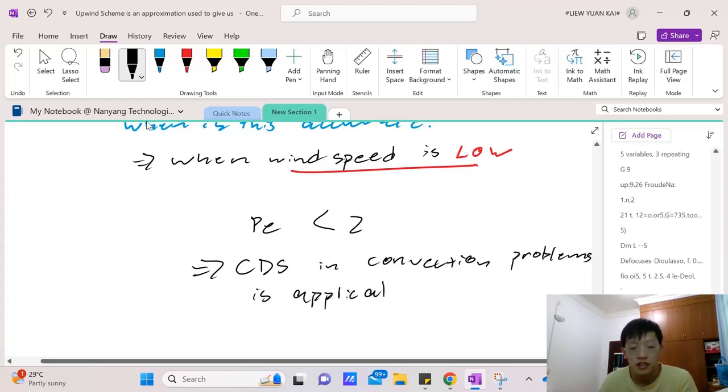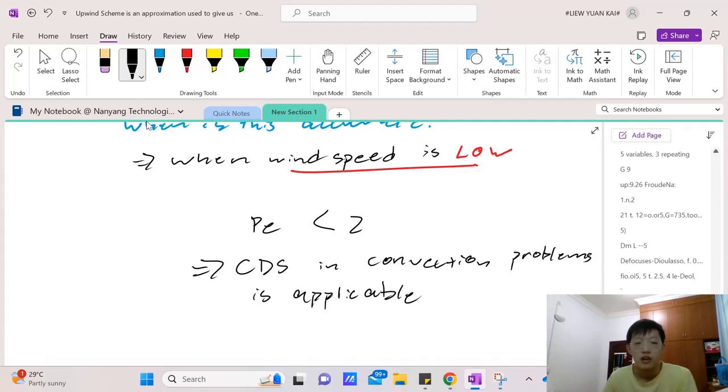I'll talk about what the Peclet number is. So, when the Peclet number is less than 2, then the central differencing scheme in convection problems is applicable. Okay, so let me show you.